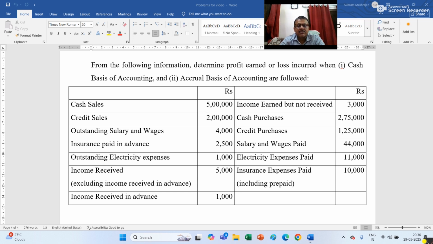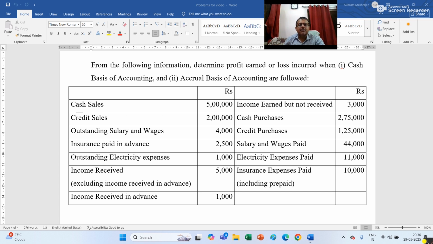Income received in advance rupees 1,000, income earned but not received rupees 3,000, cash purchases rupees 2,75,000, credit purchases rupees 1,25,000, salary and wages paid rupees 44,000, electricity expenses paid 11,000, insurance expenses paid 10,000. Now this insurance expense paid is including prepaid expense. So let me first explain the question.